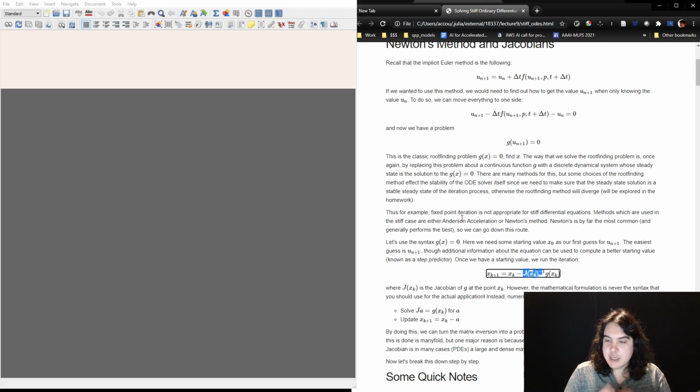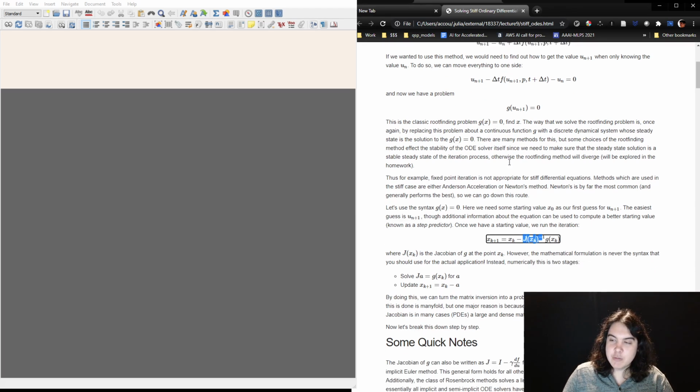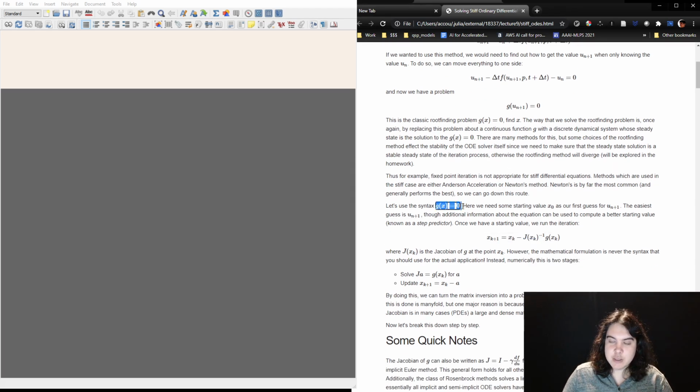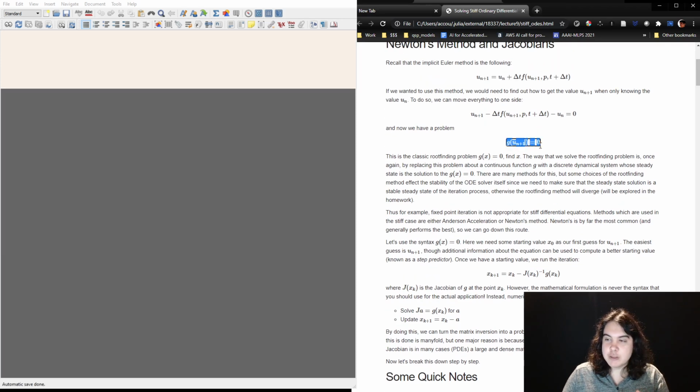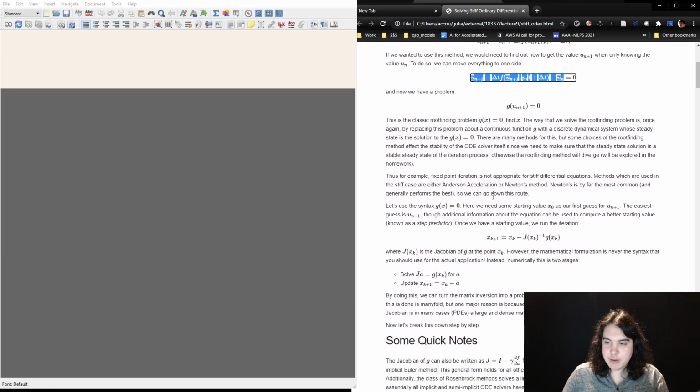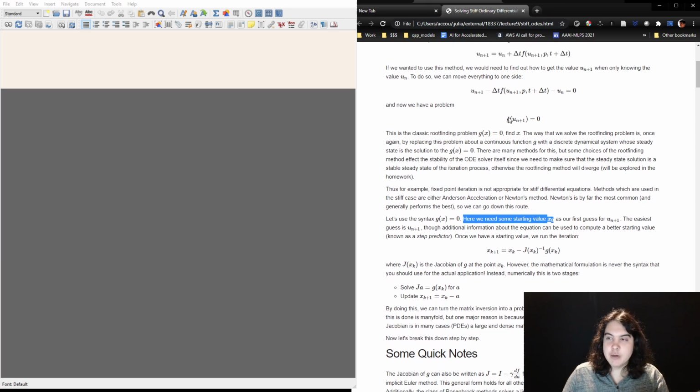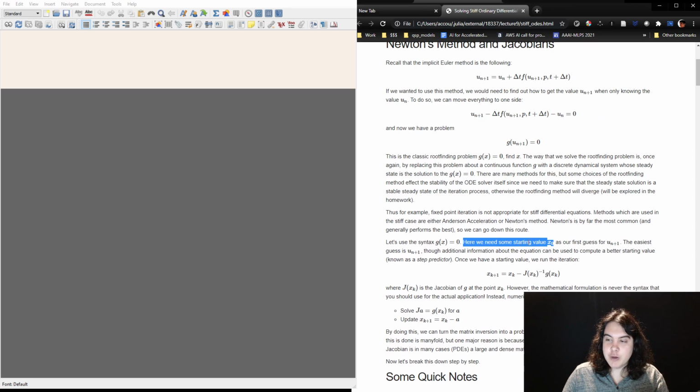So let's use the syntax g(x) = 0. When I refer to this g(x) = 0, this is the problem that we want to solve, right? Where this g is the left hand side of this equation. So we need some starting value for this root finding problem, right? We need some starting value for what x would be. Remember that x is supposed to become u_{n+1}.